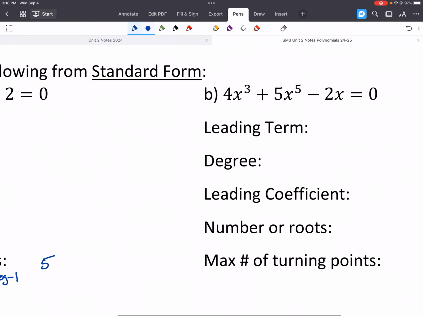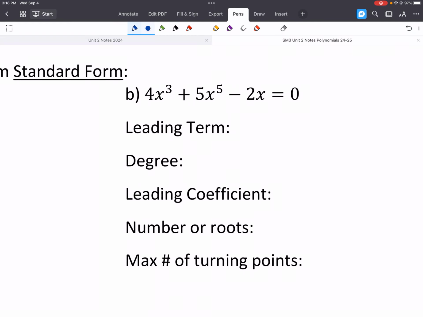Okay, let's try another in standard form. And watch out, this one's not in standard.